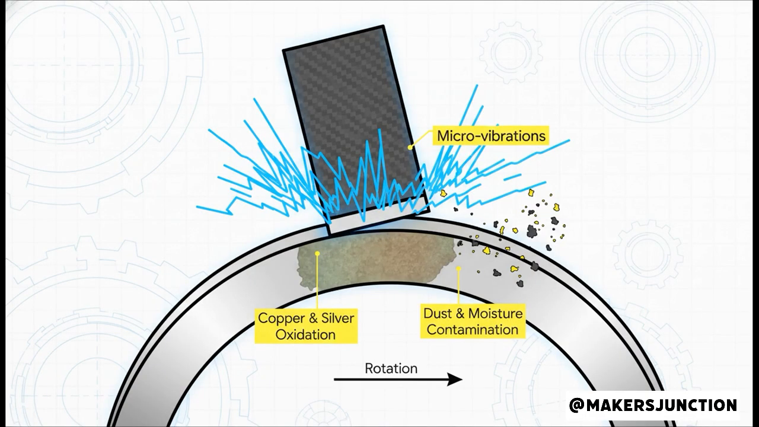So here's the catch. While the concept is simple, the execution is incredibly complex. Engineers have to carefully manage contact resistance to minimize electrical noise. Even microscopic vibrations or a tiny microgap can cause voltage fluctuations. On top of that, materials like copper and silver can oxidize over time, and environmental contaminants like dust, moisture, and heat can absolutely destroy your signal integrity. Maintaining a clear connection over millions of revolutions is, for sure, an absolute masterclass in material science.